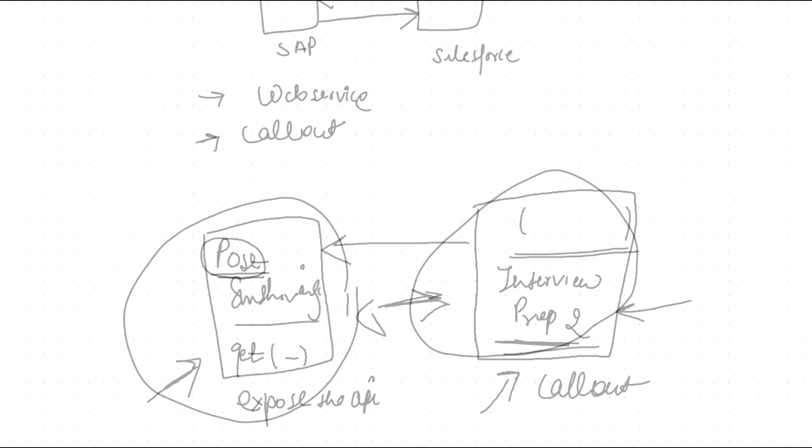Mohit, so a callout will always be placed wherever our triggering point is. Yes, depending on our trigger point, we will be doing the callout. If the callout is happening on, let's say, creation of a record, then the trigger point is nothing but the creation of that record. If the callout is happening on click of a button, then that button is the trigger point.